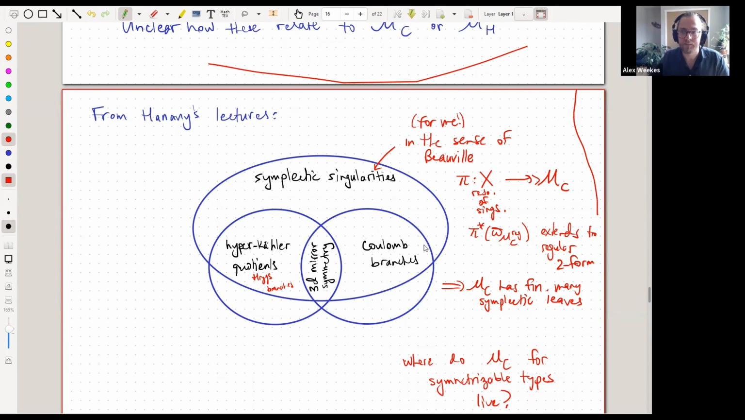Okay. I was also confused in Hanani's talk, because at least the naive thing that I had in mind from a physicist motivation would have meant Coulomb branches sit inside symplectic singularities. Maybe if you include the conical conditions, some are out and those are the ones you want to call bad or something, but modulo that, I would have put this inside the bigger circle.